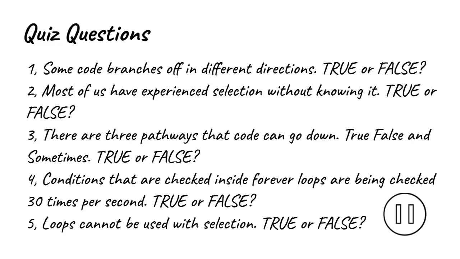Number 3. There are 3 pathways that code can go down: true, false, and sometimes. Is that true or false? Number 4. Conditions that are checked inside forever loops are being checked 30 times per second. True or false? Number 5. Loops cannot be used with selection. True or false?